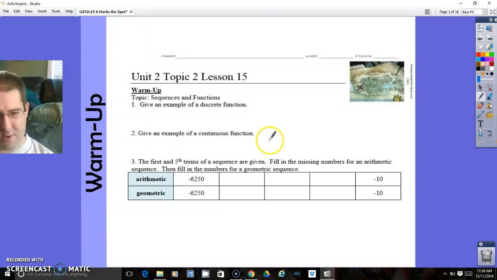As long as the independent variable can be anything, it's continuous. If the independent variable can't be anything, and it can only be certain things, usually like whole numbers or maybe even integers, then it would be discrete if it can only be those things.